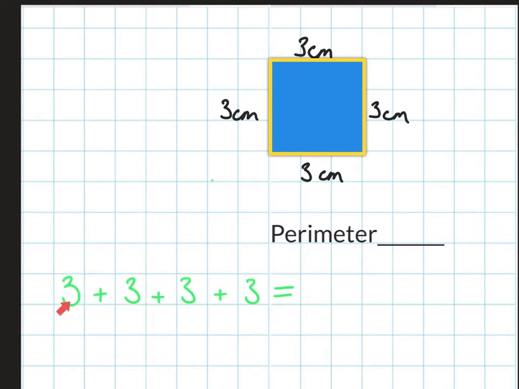So to find the perimeter, we do 3 add 3 add 3 add 3. We're adding each side. 3 add 3 add 3 add 3 equals 12. So our perimeter is 12 centimeters.